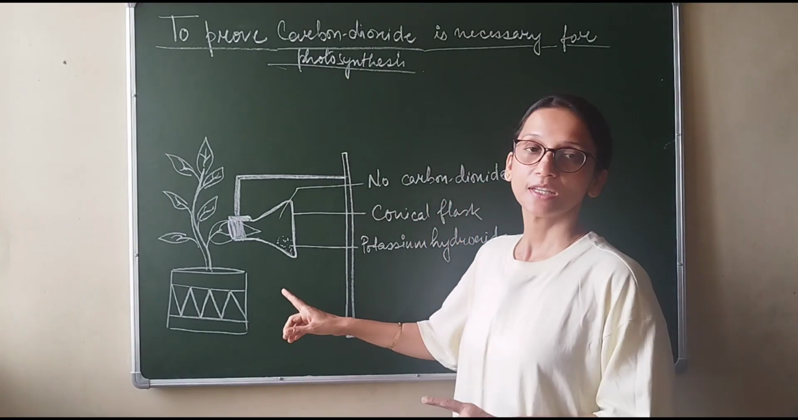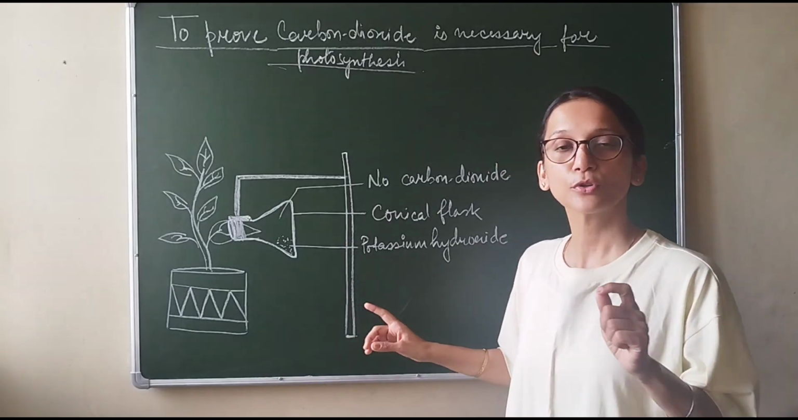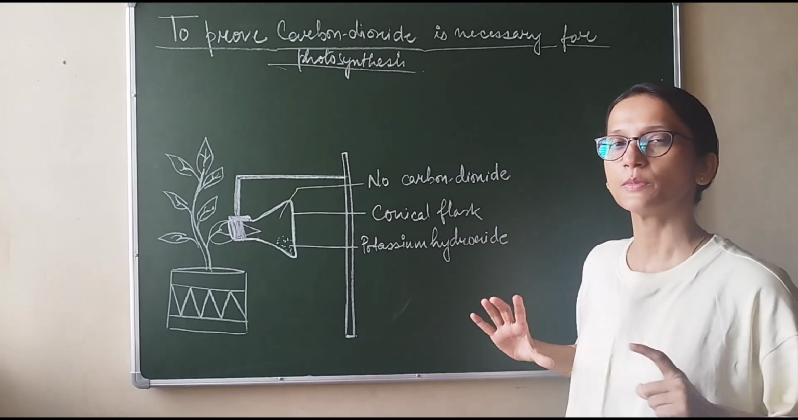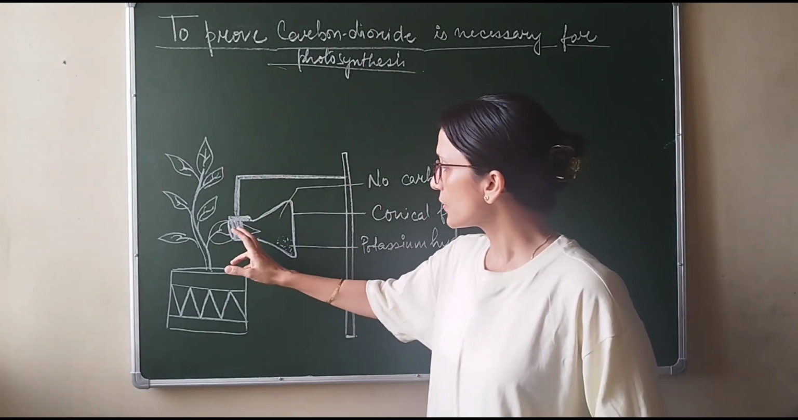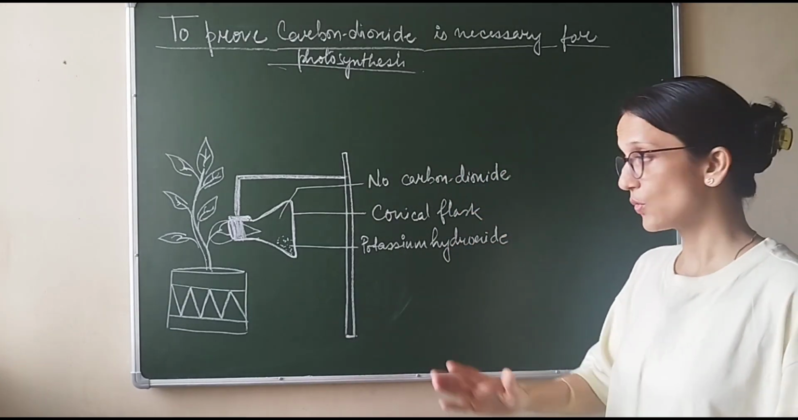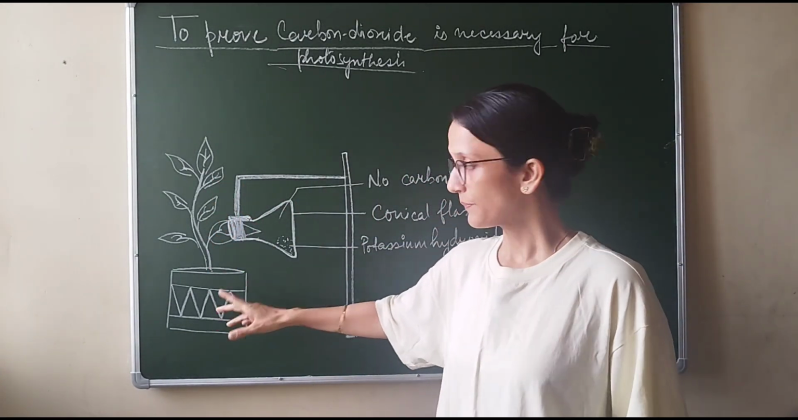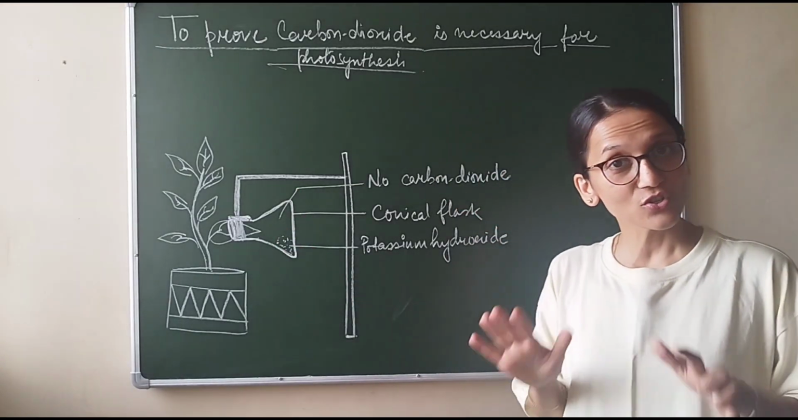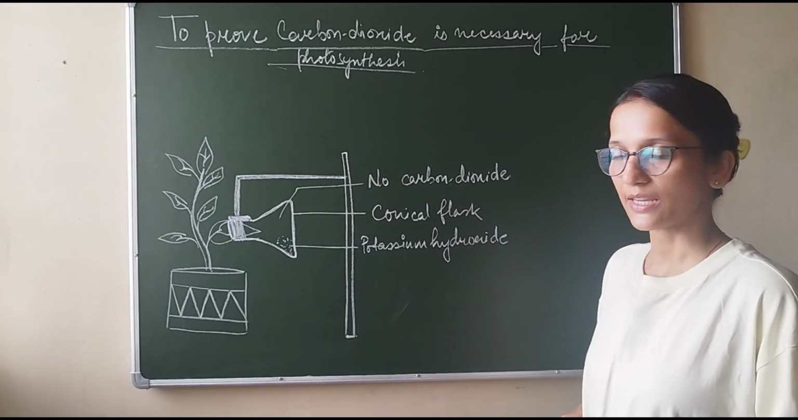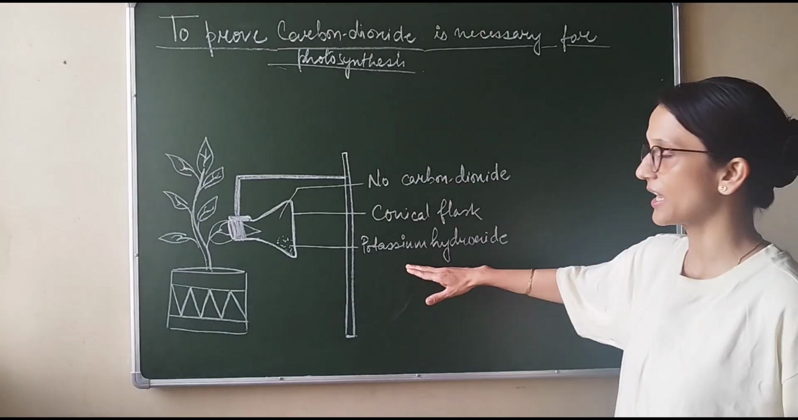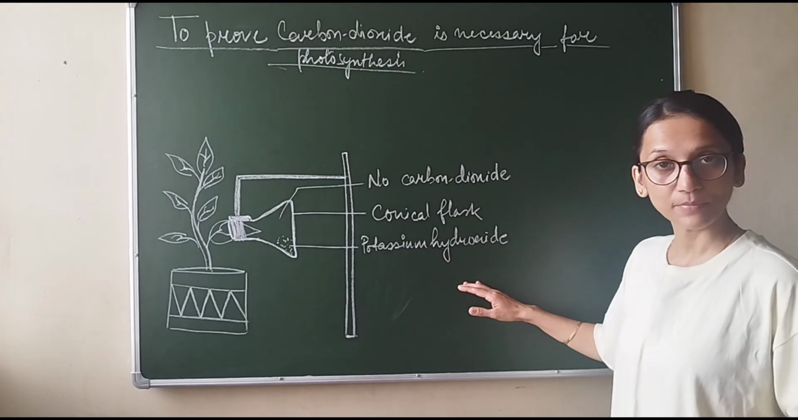Now then you take this out in the sun, but before you take this out in the sun आपको एक experimental setup बनाना होगा where you are going to keep a conical flask attached to half portion of the leaf which is still with the parent plant, and this conical flask is not empty, it has a chemical inside. What is the name of the chemical? It is potassium hydroxide. Please remember the name.